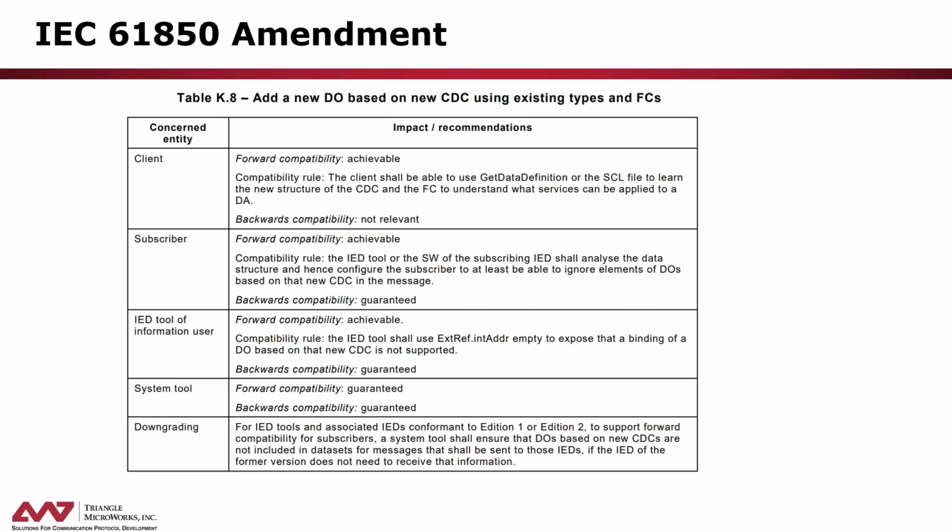As a client, that's all the information I need to be able to understand the model that's out there. If the data object itself is something I don't know what to do with, my client application doesn't need it anyway, it's not a problem. But my forward compatibility is achievable here. There's nothing that will prevent me from working with a system that makes this change, or device that makes this change. Similarly with the subscriber, forward compatibility is achievable.